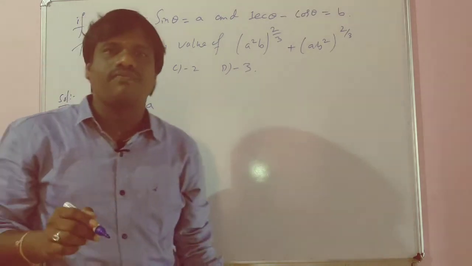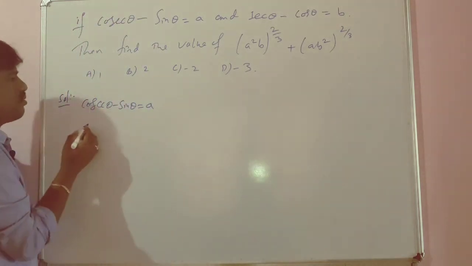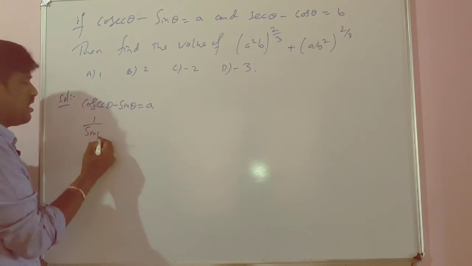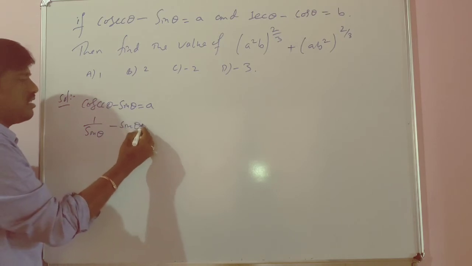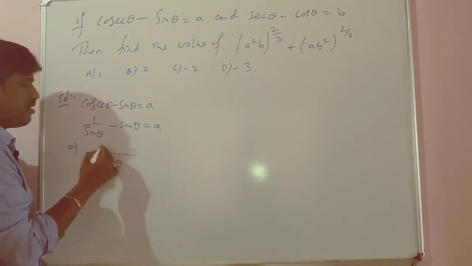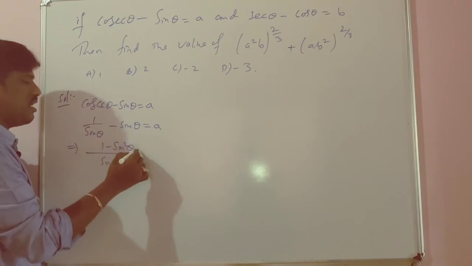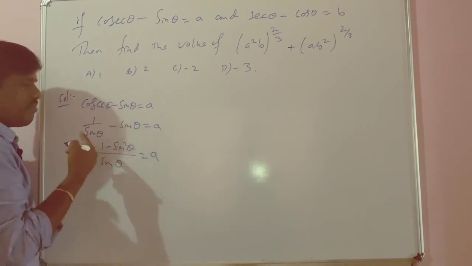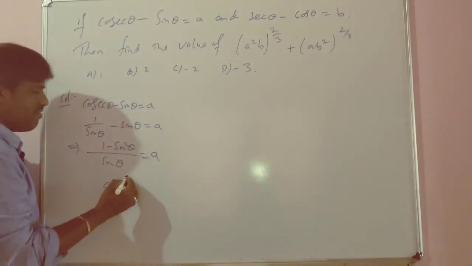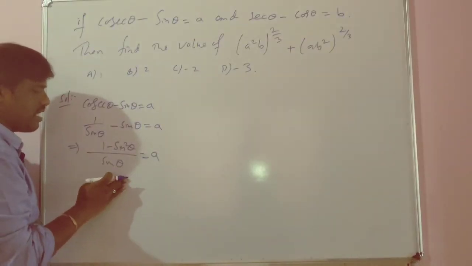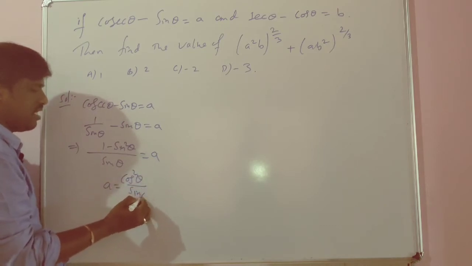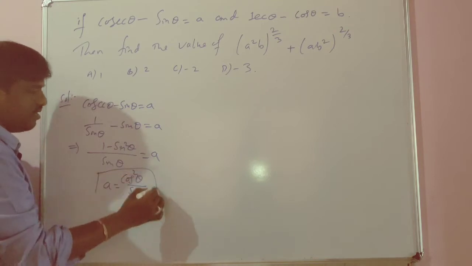Let us find first of all the A value. What am I going to get here? Cosec theta is the reciprocal of sin theta. So 1 by sin theta minus sin theta is equal to A. If I take the sin theta LCM, I am going to get 1 minus sin square theta upon sin theta is equal to A. 1 minus sin square theta is nothing but cos square theta. So I am going to get A value is cos square theta upon sin theta. This is what I got, the A value.